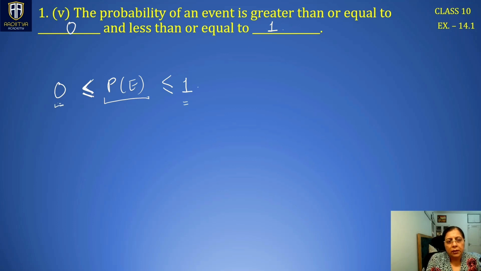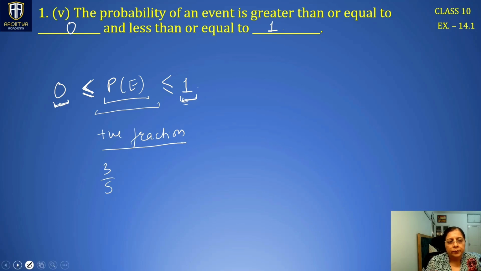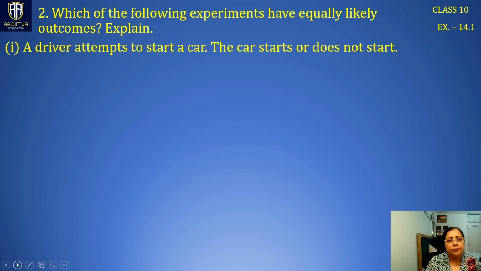So apart from these two exceptional cases, which are 0 and 1, we always have our probability as a positive fraction, like 3 by 5, something which is less than 1. 1 is an extraordinary case when probability is 100%, and 0 is another case where there is no chance of occurrence of the event at all. So the probability of any event lies between 0 and 1, from 0 to 1, you can say.